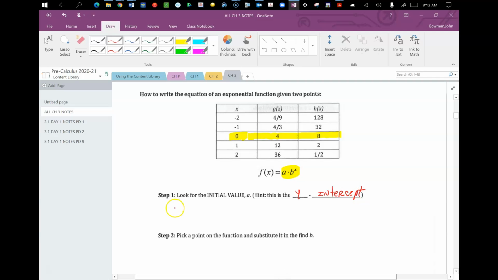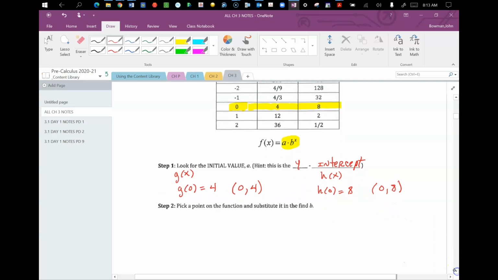And so let's start with g of x. We're going to do this for two functions. G of 0 is equal to 4, so the y-intercept occurs at (0, 4). The y-intercept for g of x is 4. H of 0 for the y-intercept is 8, so the y-intercept for h occurs at (0, 8). That tells us what we often refer to as the initial value, the a value in the function.